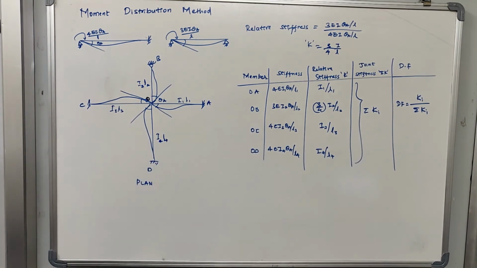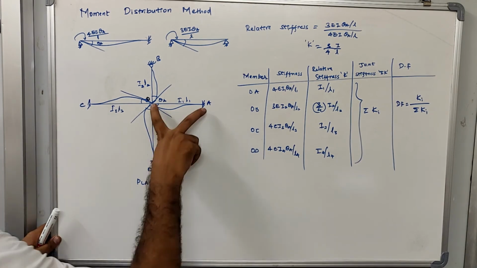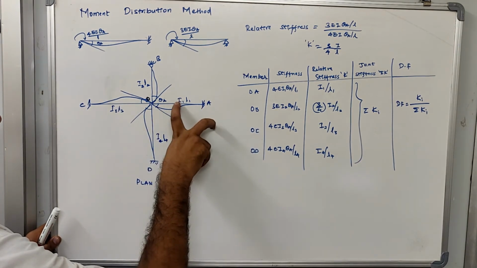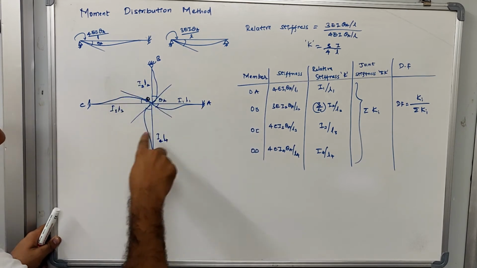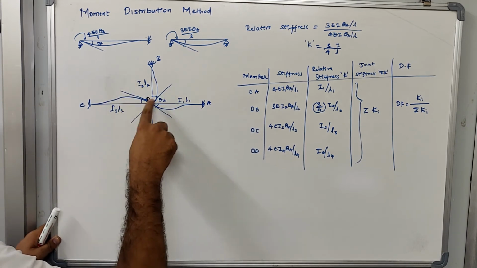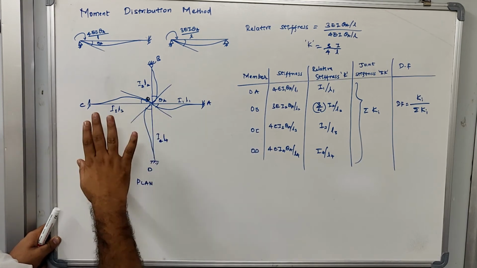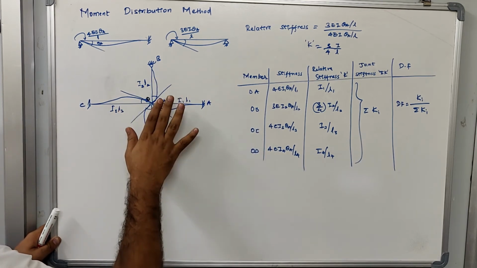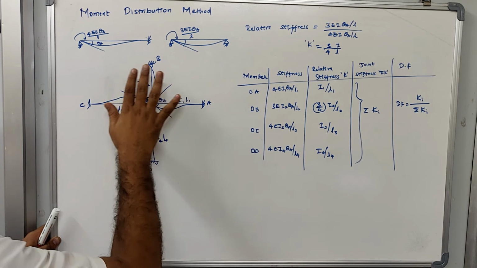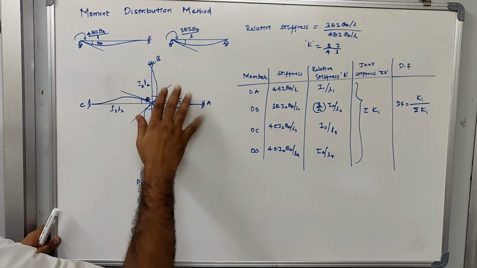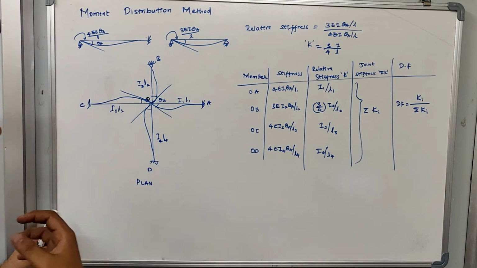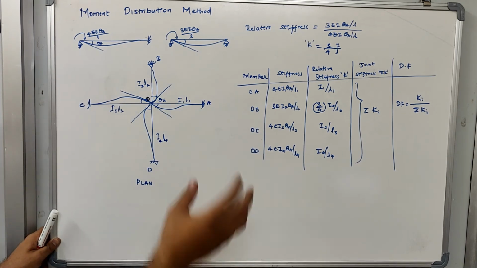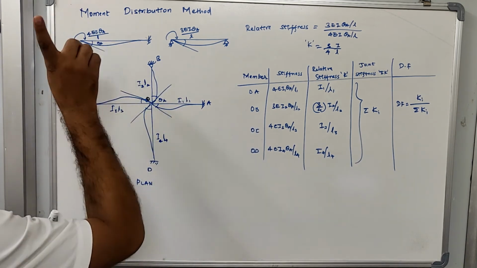Okay, so the I value here is I1 and L1. So it means what? All these elements, which are OA, OB, OC and OD, do not have the same cross section or length. All the cross sections of these elements will vary and all the lengths of these elements will vary. Now earlier I had given you a joint which is connected by only one member.